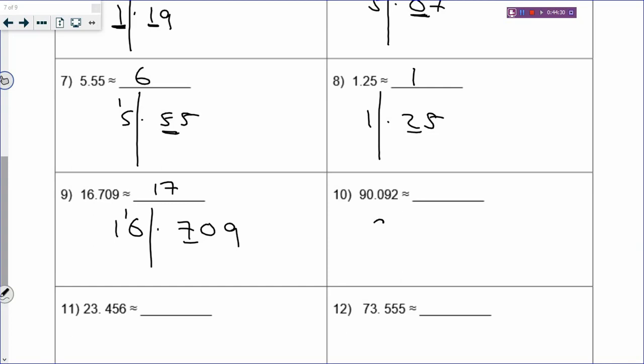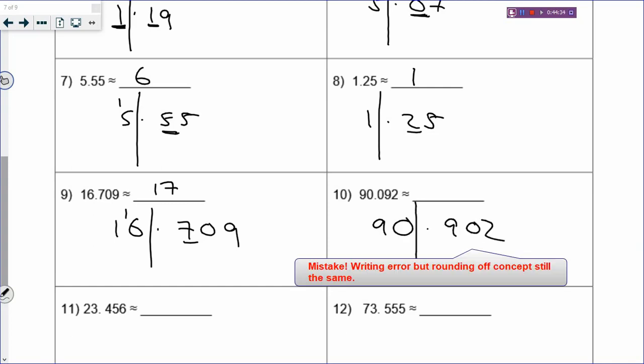All right, how about 90.092? Same thing. Draw a line to show the whole number. Always show the whole number. And what do you see? Then look at this one. Is it 5 and bigger? Yes. So 91. Okay, so once you catch it, it's very fast.